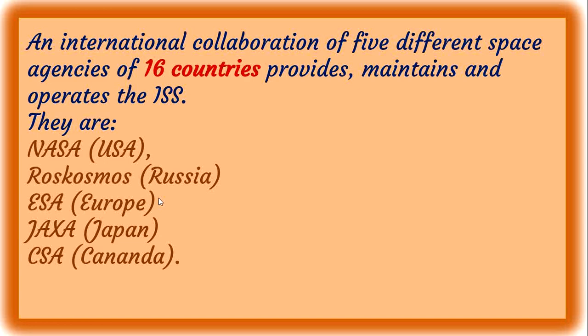This ESA collaborated with NASA on the International Ultraviolet Explorer, the world's first high orbit telescope, which was launched in 1978 and operated successfully for 18 years. And then the next one is JAXA. JAXA. What is called JAXA? The abbreviation is Japan Aerospace Exploration Agency. JAXA means Japan Aerospace Exploration Agency.